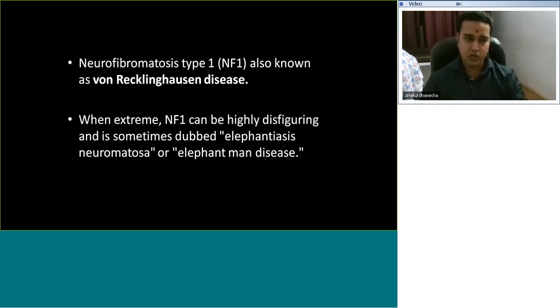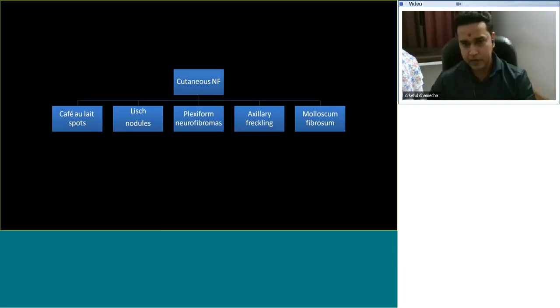NF1 is also known as von Recklinghausen's disease. In certain cases NF1 is highly disfiguring, with large plexiform neurofibromas in the skin, so it is also known as elephantiasis neuromatosa or elephant man disease. So we'll start with NF1. What is the cutaneous neurofibromatosis? You can see certain spots, macules and papules in NF1 patients. They are café-au-lait spots, Lisch nodules, plexiform neurofibromas, axillary freckling and molluscum fibrosum.